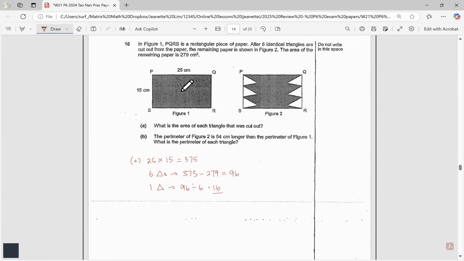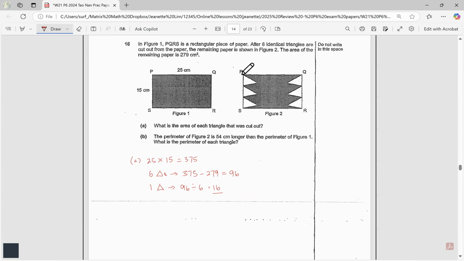Okay, for part B, the perimeter of figure 2 is 54 cm longer than the perimeter of figure 1. So what's the perimeter of each triangle? Now, if you compare the two diagrams, the common parts will be the length. So I'll ignore the length. The length will not contribute any difference. Where is it that will contribute the difference? So figure 1 has the breadth, right?